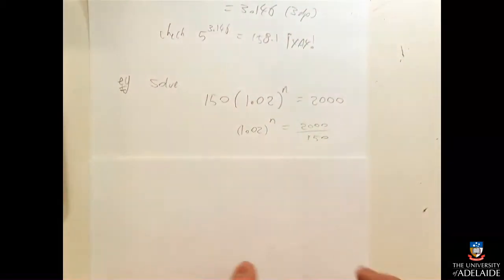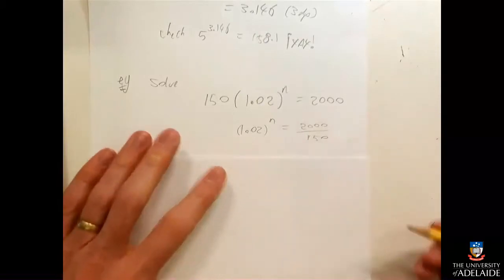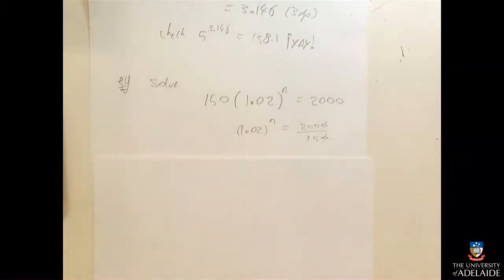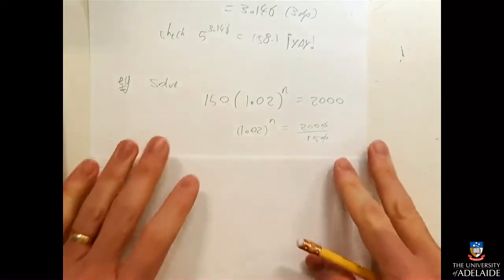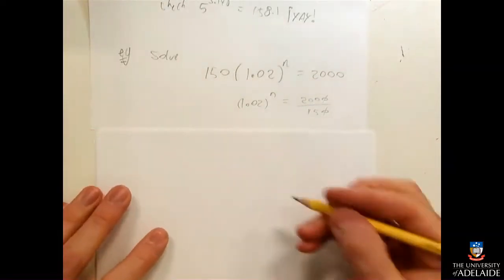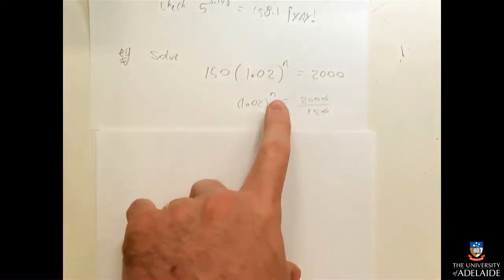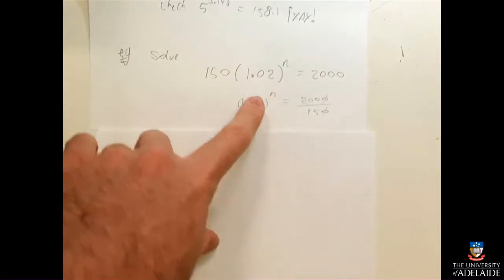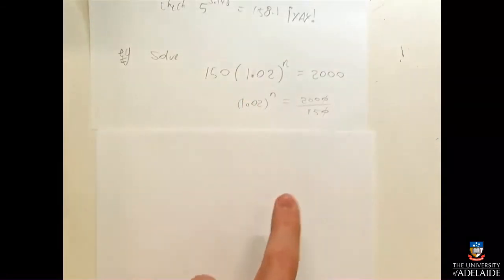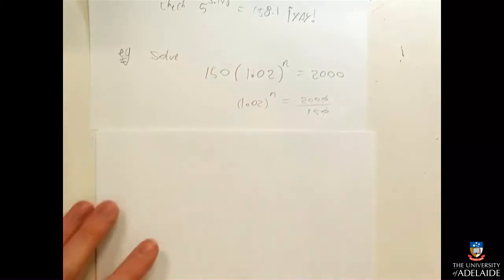Oh, sorry. I crossed out the zeros in my head. I could have divided by 5, I suppose, as well, but whatever. I'm just going to leave it like that. And then now I need this n to come out. The quickest way to get a power out of the power is to do a log. So I'm going to do this.